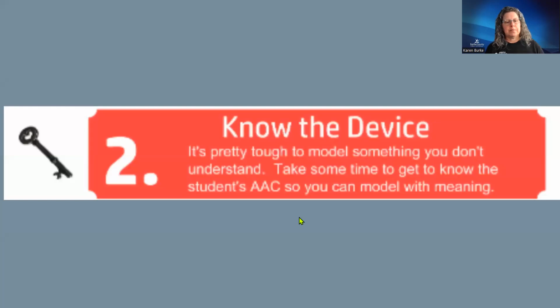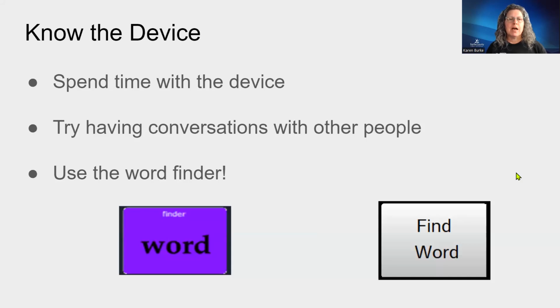Know the device. It is hard to model something you don't understand. Take some time to know the student's AAC so you can model with meaning. Spend time with the device. Try having conversations with other people, say an IA, another adult in the building, other students.